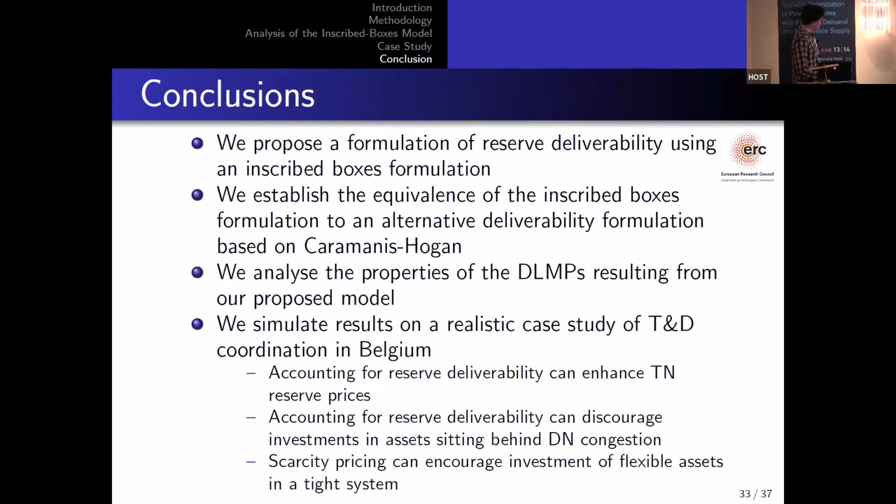In conclusion, we propose a formulation of reserve deliverability using an inscribed boxes formulation. We establish the equivalence of the inscribed boxes formulation and an alternative formulation based on Karamanlis-Hogan. We analyze the properties of the DLMPs resulting from our proposed model. And finally, we simulate results on a realistic case study of TN-DN coordination in Belgium, and concluded that accounting for reserve deliverability can enhance TN reserve prices and discourage investment in assets sitting behind DN congestion. And scarcity pricing can encourage investment of flexible assets in a tight system, as we saw in the last slide.